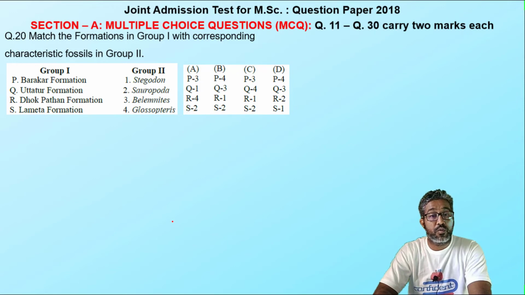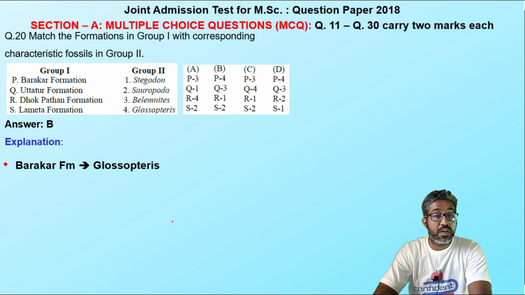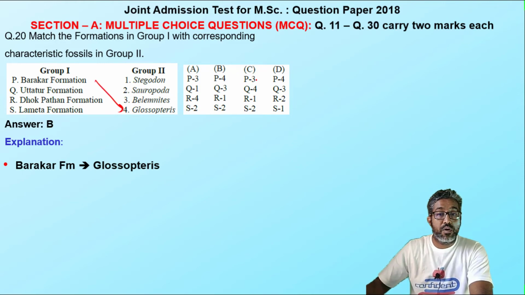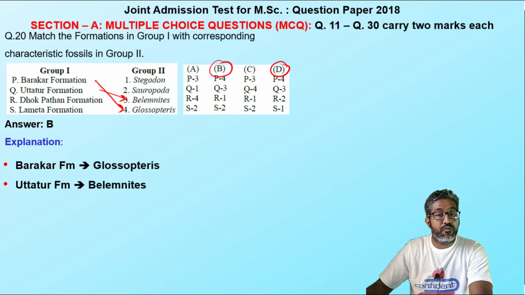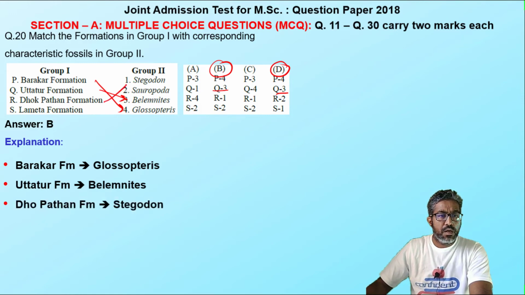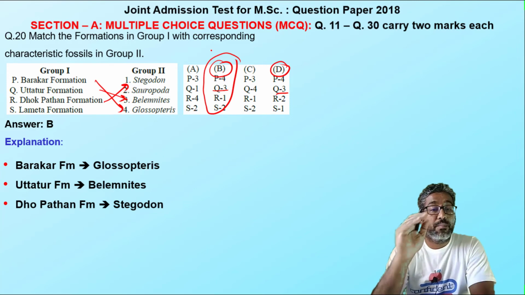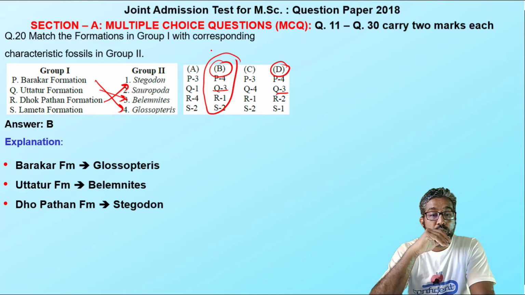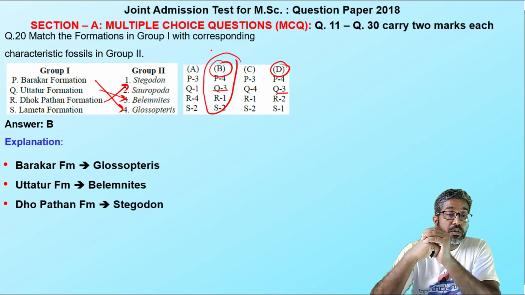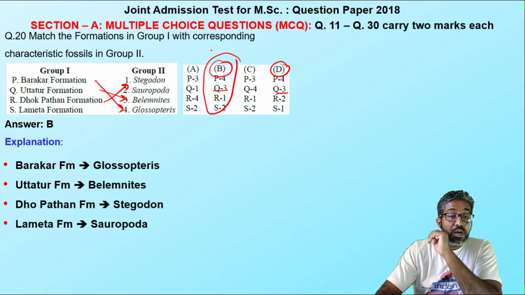For today's lecture, we have the last question: match the formation in group 1 with the corresponding fossil in group 3. You know that Barakar formation is related to Glossopteris, so I have P4. Where is my P4? I have D and B. Then you know that Utatur formation is known by Belemnites, so I have Q3. So B is still there. Dhok Pathan formation is related to Stegodon, which is R1. Where is my R1? So my option is B. If I don't know about the Lameta formation, which is related to sauropods, no issue, nothing will harm you. But still, you should remember about the Lameta formation. So my option is B.